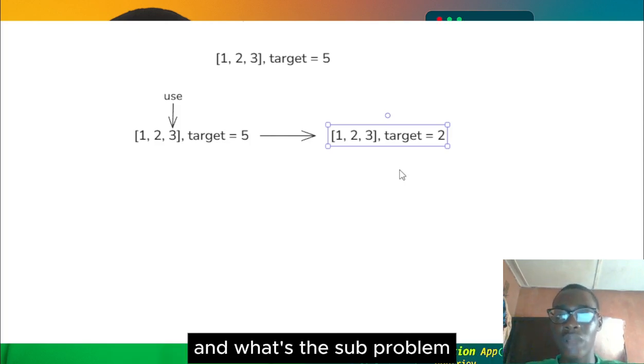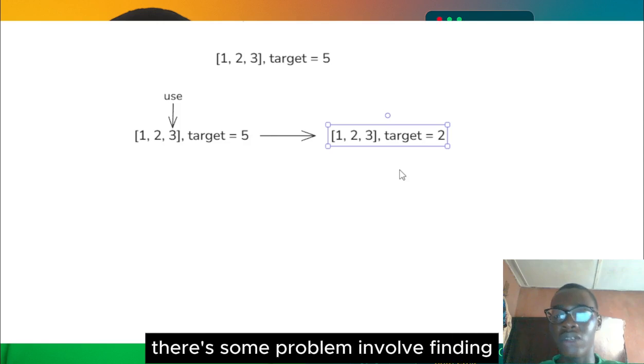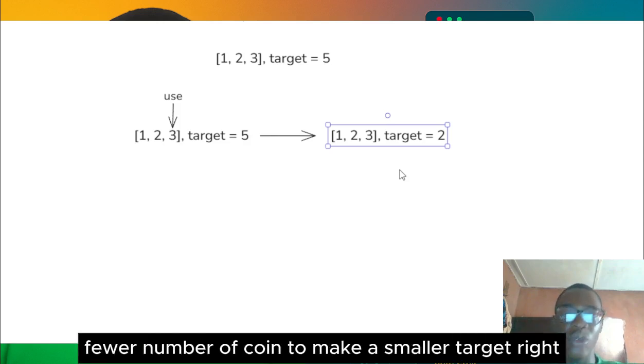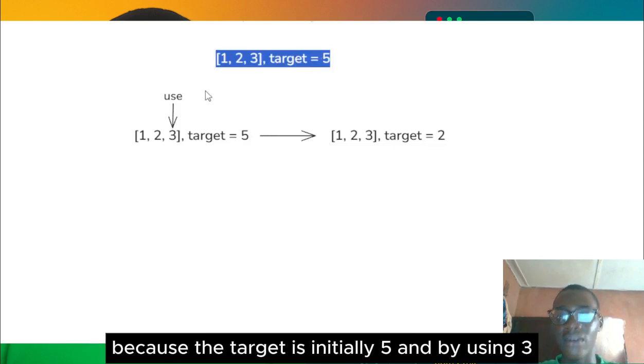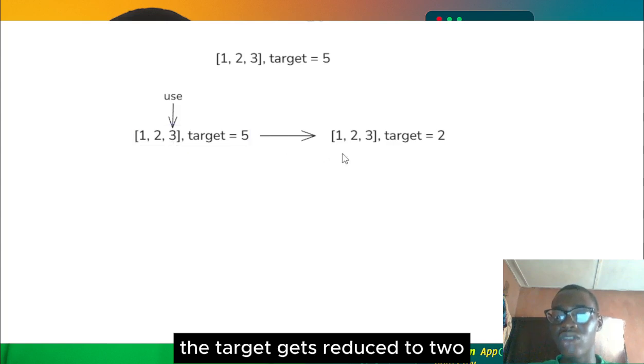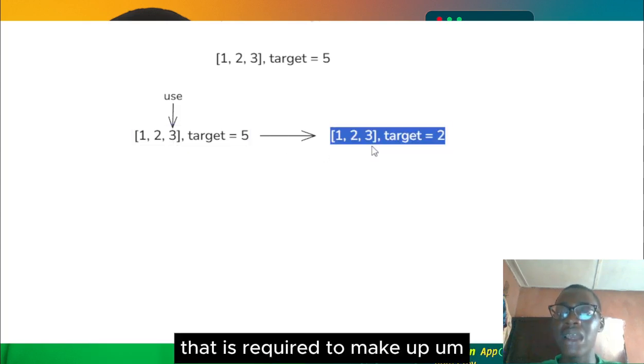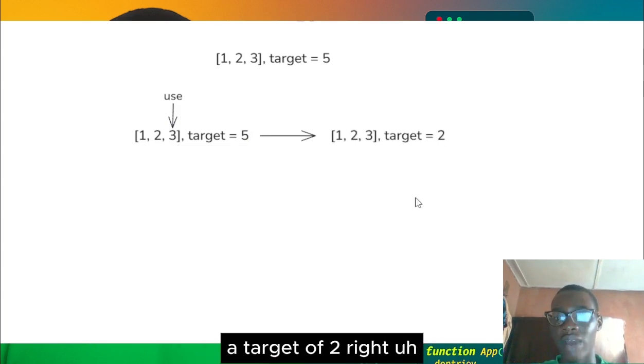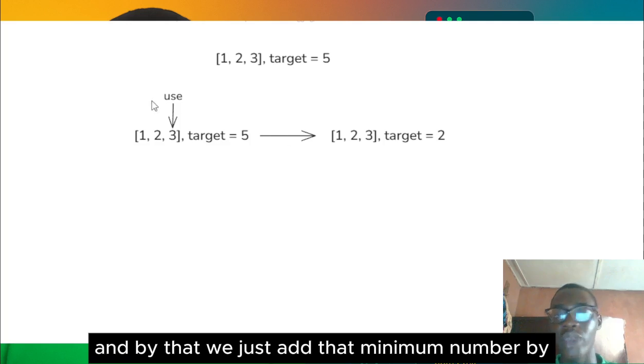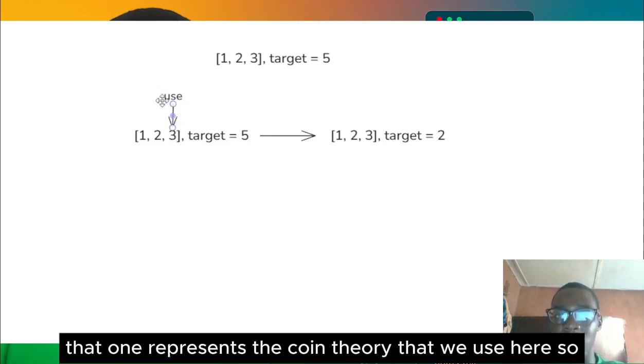And what's the subproblem? The subproblem involves finding a fewer number of coins to make a smaller target, right? Because the target is initially 5, and by using 3 the target gets reduced to 2, and now we just need to find the minimum number of coins required to make up a target of 2, right? And by that we just add 1 to that minimum number. That 1 represents the coin 3 that we use here.